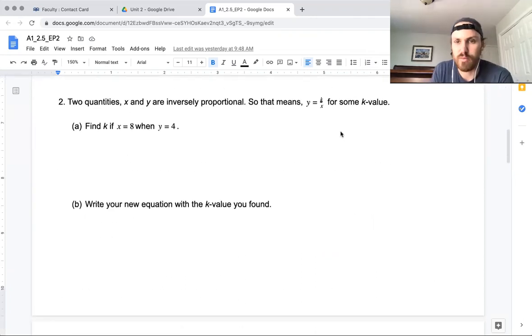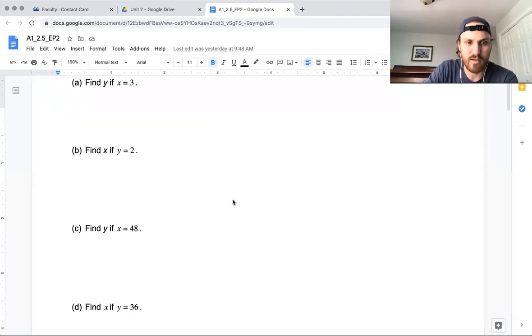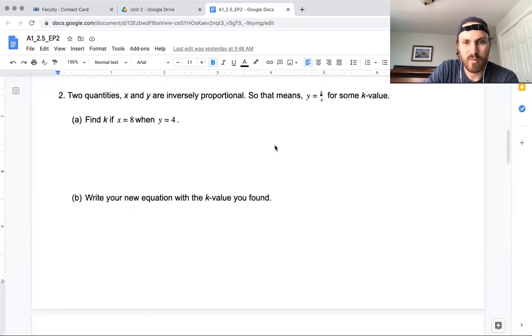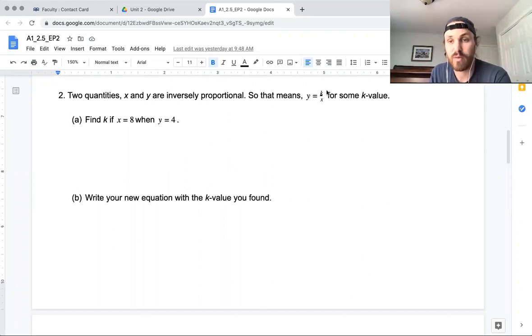So let's look at number 2, which is a little bit different. It says two quantities, x and y, are inversely proportional. That means y equals k divided by x for some k value. Up here, we knew what the k value was. It was 12, so we knew how these two things were related. That might mean there were 12 cookies, and if we have 3 people, they each get 4 cookies. But coming down here, we don't know what the number of cookies is, or what the distance we're traveling is. We don't know what that constant of variation is. We don't know what that k value is. So we have to find it first.